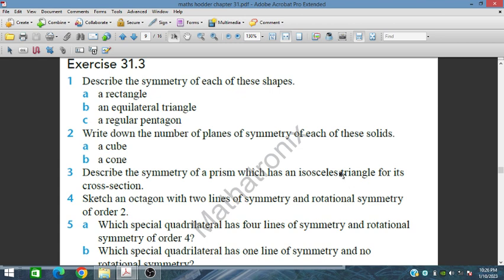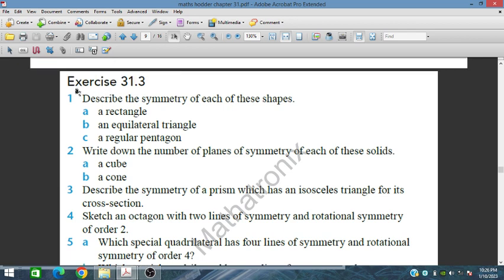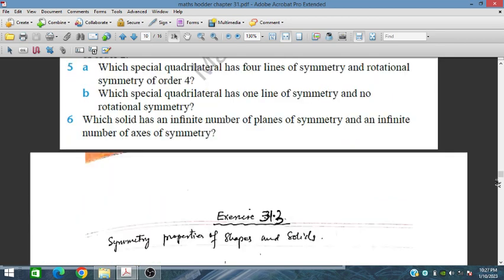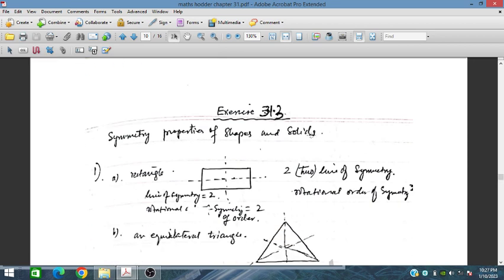Bismillahirrahmanirrahim. In this session, we will discuss the symmetry properties of shapes and solids. For this purpose, we have chosen exercise 31.3 from Hodder Education's O-level book of mathematics. From there, we have this first question: describe the symmetry of each of these shapes: a rectangle, an equilateral triangle, and a regular pentagon. So let's start. The symmetry properties of shapes and solids.